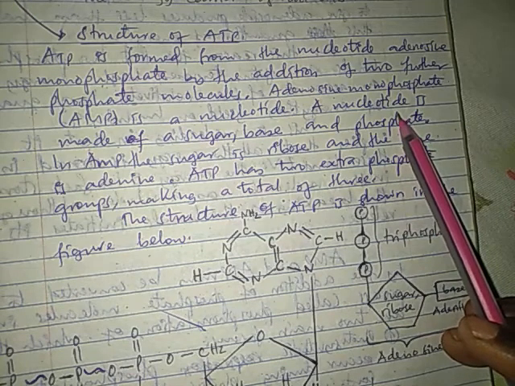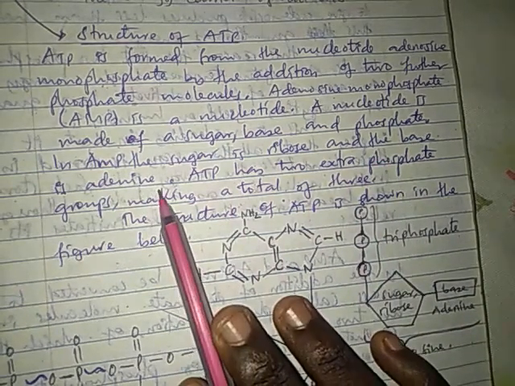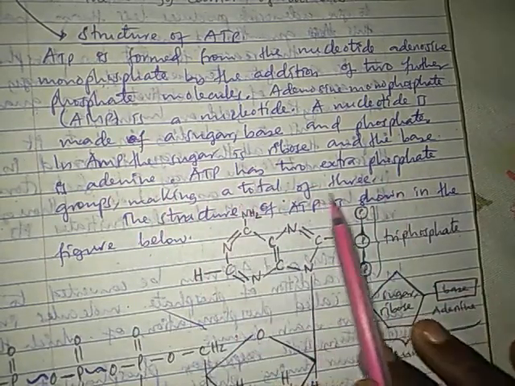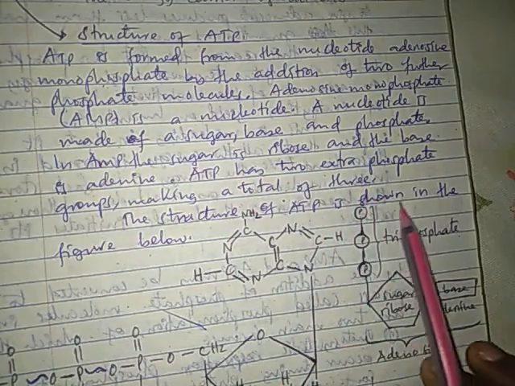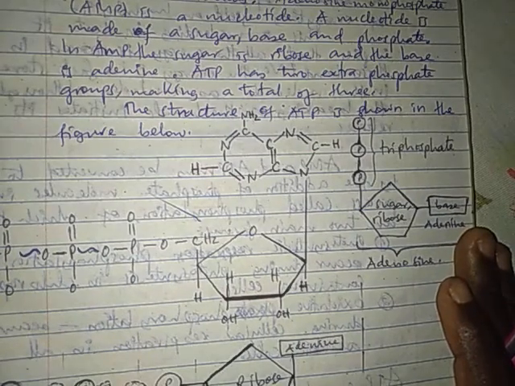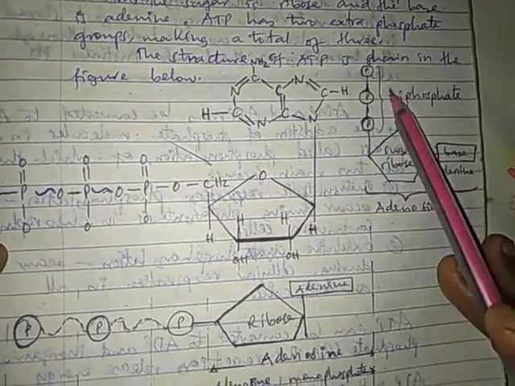Now in adenosine monophosphate, the sugar is ribose, and the base is adenine. So ATP has two extra phosphate groups, making a total of 3. The structure of ATP is shown in the figure below. As you can see, this is the generalized structure of ATP. These are 3 phosphates. We have the sugar ribose, and then we have the base, which is adenine. So this is called adenosine, and this is triphosphate.